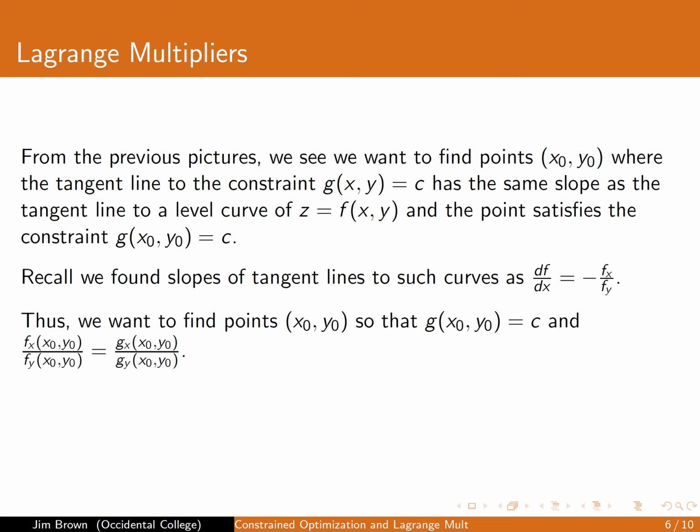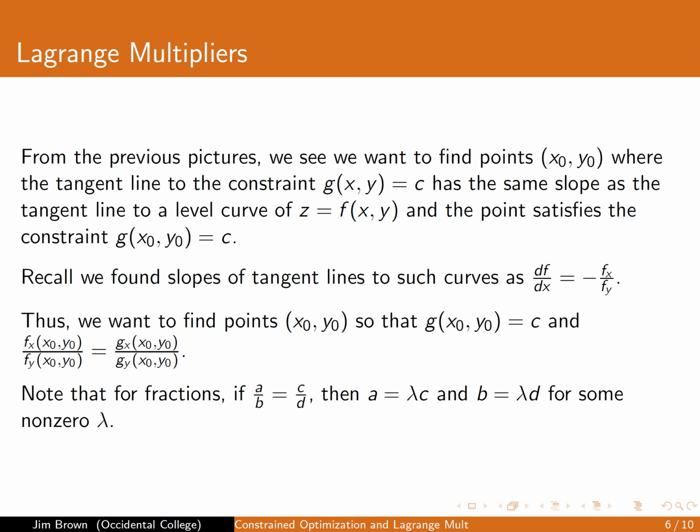And so we want to find points x0, y0. Not only is it on the constraint, so it's on that green curve from the previous graph, we also want the slopes to be the same, which is the same as saying f sub x of x0, y0 over the partial with respect to y at x0, y0 is the same as the partial with respect to x of g over the partial with respect to y of g. Notice the slopes will be negatives of those, but we can cancel the negatives out. So we want to find points that satisfy this.